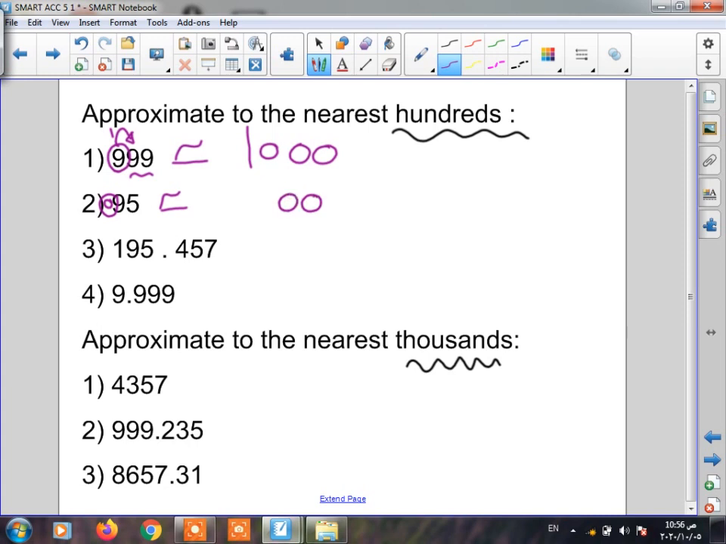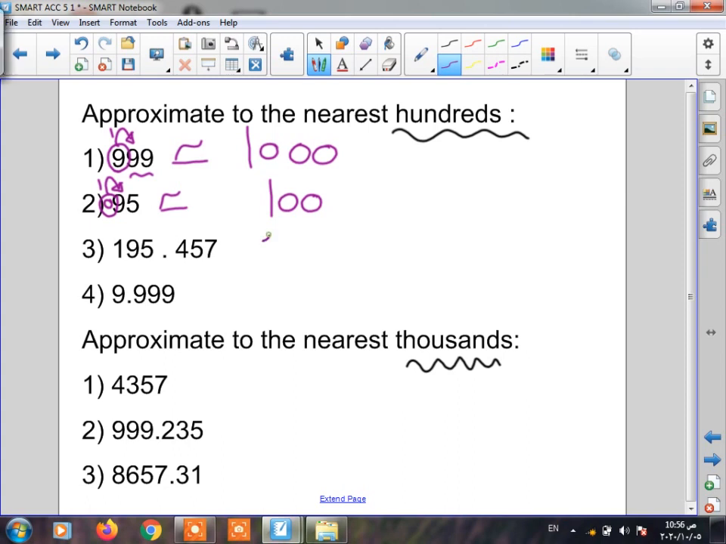Okay, what can I do next? Look at the previous digit. 9. 9 is from which group? It's from 5 or more. Add 1 more. Add 1 more to which digit? Add 1 more to the circled digit. 0 plus 1 equals what? 1. So 95 approximated to the nearest hundred equals what? 100.